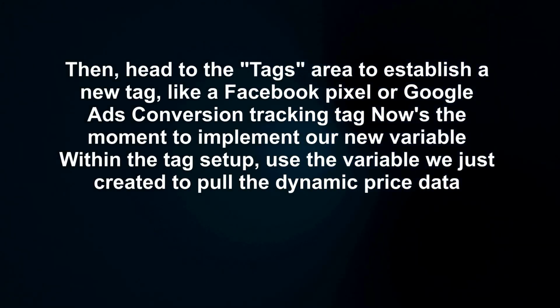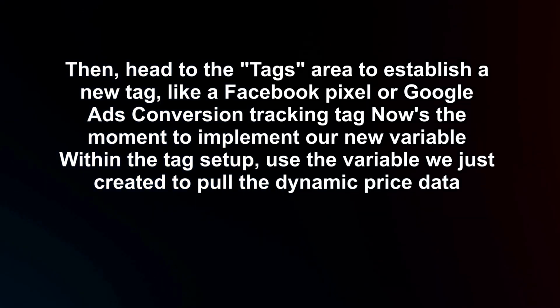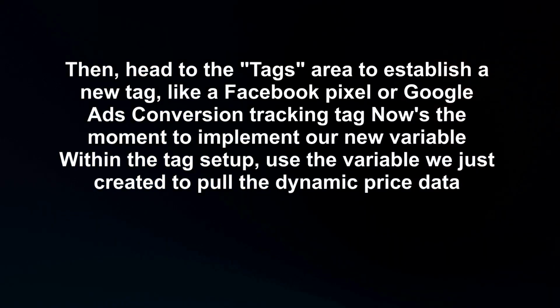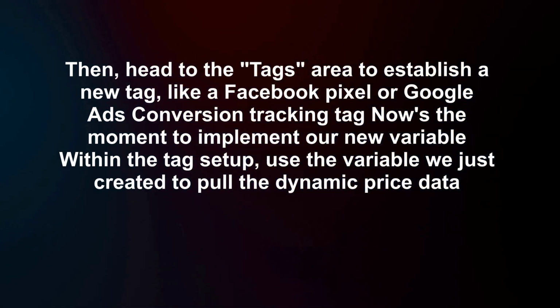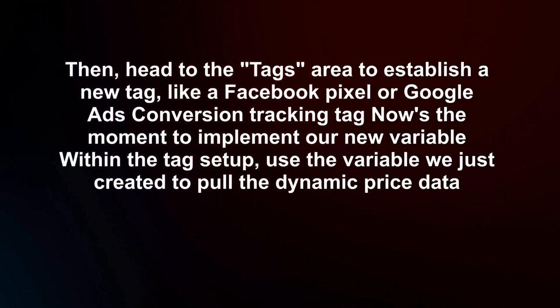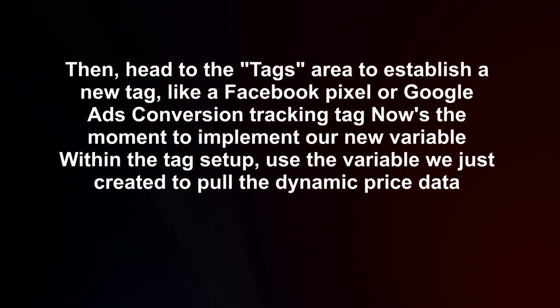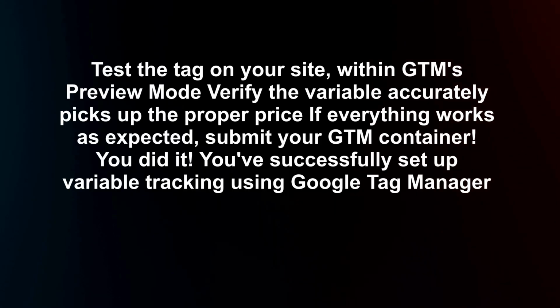Then, head to the tags area to establish a new tag, like a Facebook pixel or Google Ads conversion tracking tag. Now's the moment to implement our new variable within the tag setup. Use the variable we just created to pull the dynamic price data. Test the tag on your site.